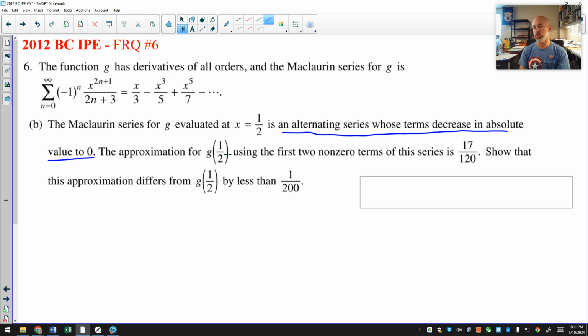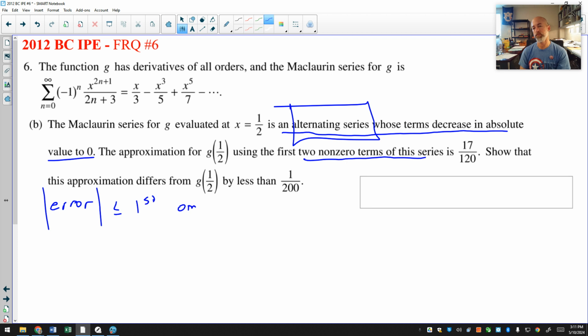We use the approximation of 1/2 using the first 2 non-zero terms of this series, and they give you the approximation. Show that the approximation differs from the true value by less than 1 over 200. This is an error approximation method. And for an alternating series, the magnitude of your error, the largest your error could possibly be, is that first omitted term. So if we use the first 2 non-zero terms, my first omitted term is going to be the 3rd term. And that's going to be the 3rd term when x is equal to 1/2.